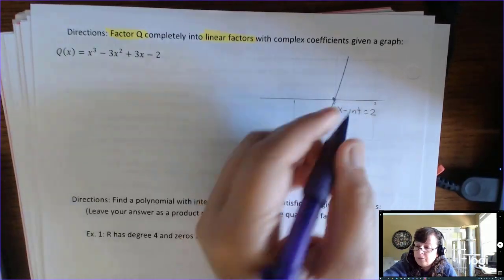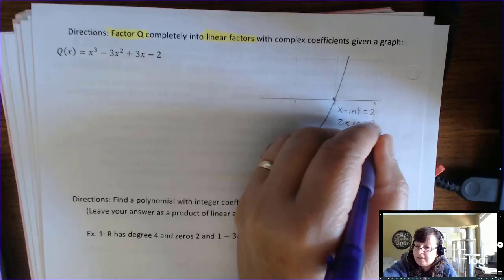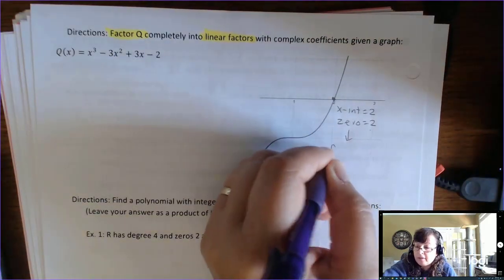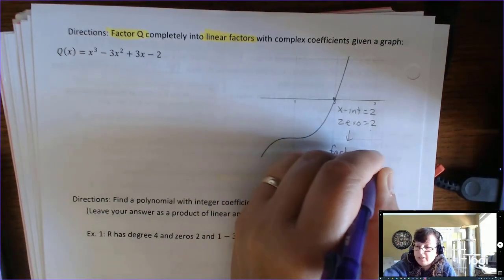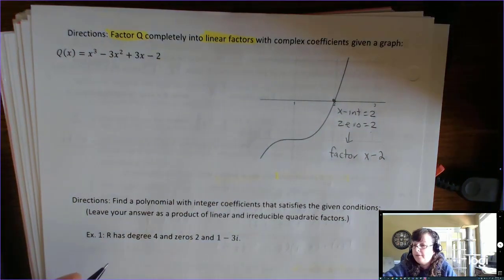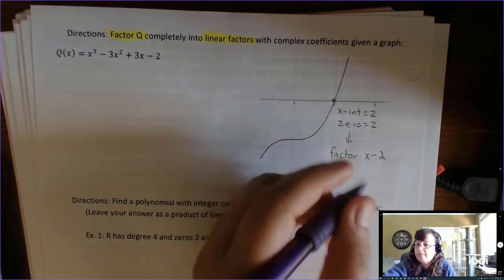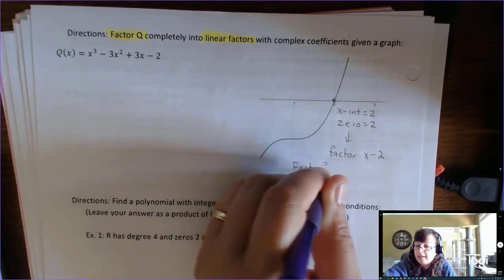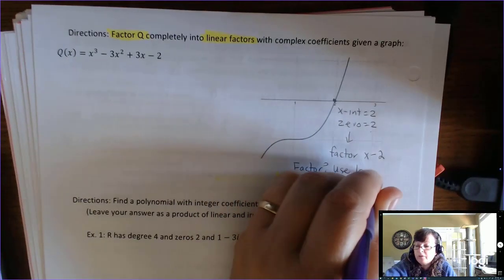X-intercept is 2. Well, that's the same thing as a 0. So we have a 0, 2, which means we have a factor because we can turn all zeros into factors, x minus 2. Okay, so we have one factor. We just need to find the other factors. Okay, so remember what we said this last video. A cool way to factor is to use either long division or synthetic division.